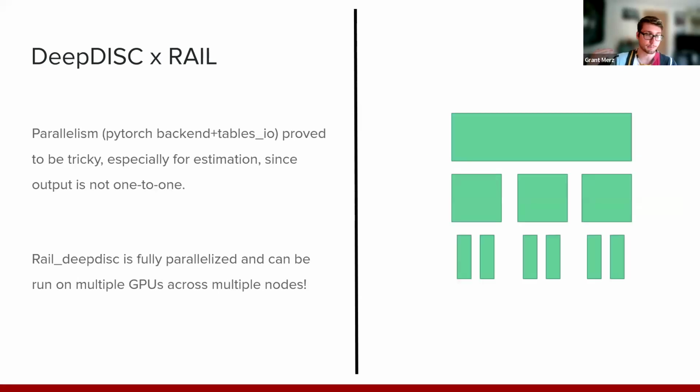And then also, we now have implemented a basically fully parallelized version of RAIL DeepDISC such that it utilizes the parallel file IO capabilities of RAIL. And so now we can run training and testing across multiple GPUs, across multiple nodes. So fully parallelized.